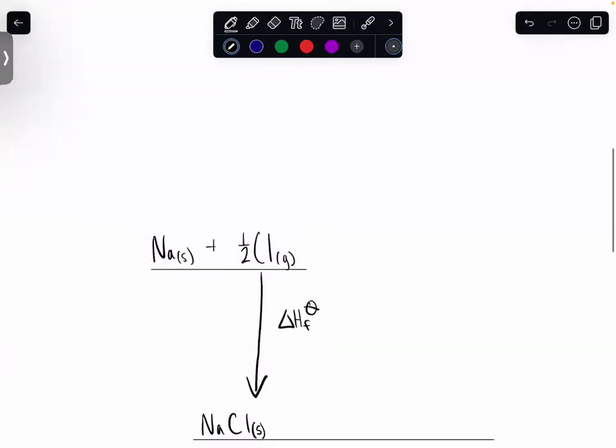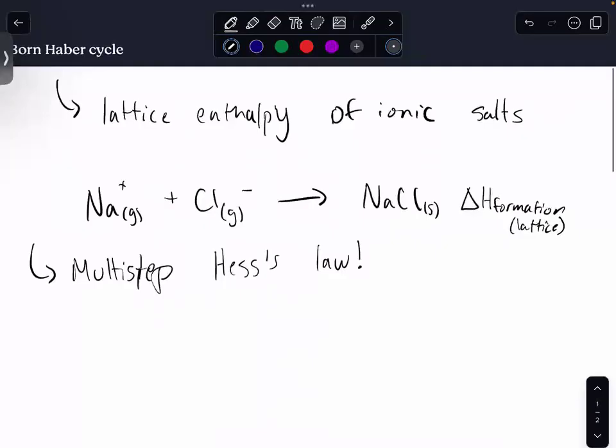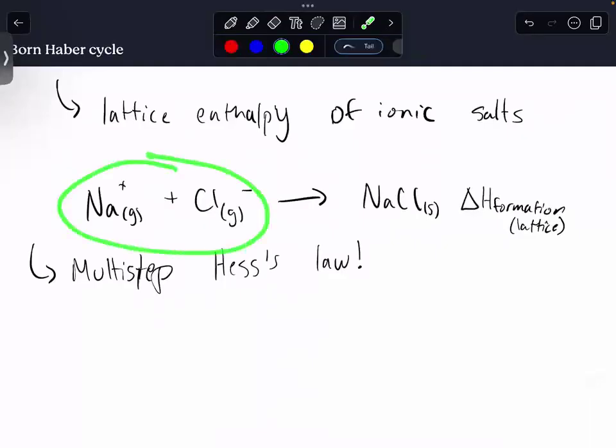So this is a known value that we have, and we figured it out experimentally. Now what we have to do is figure out how to take our sodium chloride from solid and gas, and we have to turn those into these values that we listed up here. We need a positive sodium ion in a gaseous state and 1 negative chloride ion also in a gaseous state.